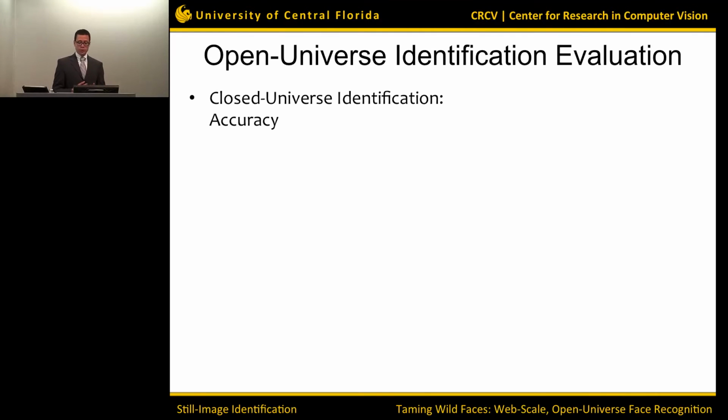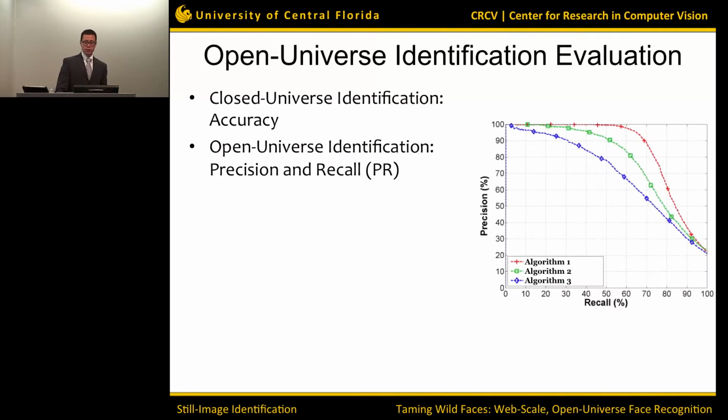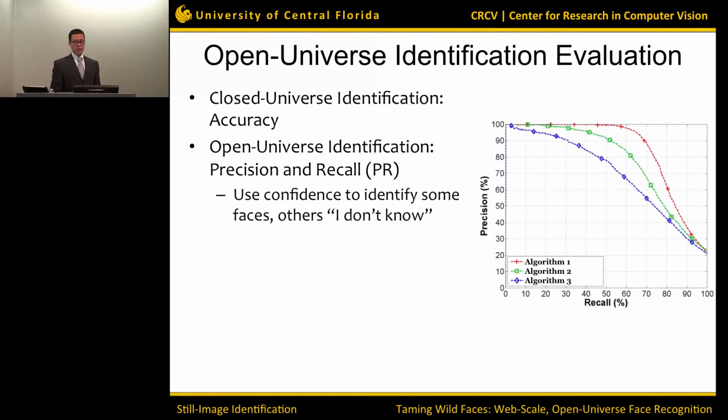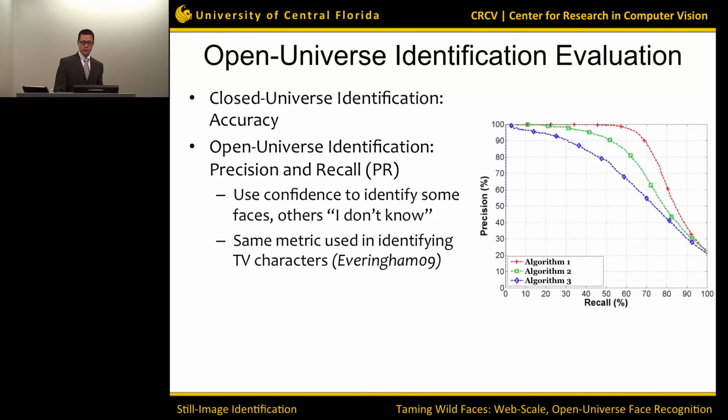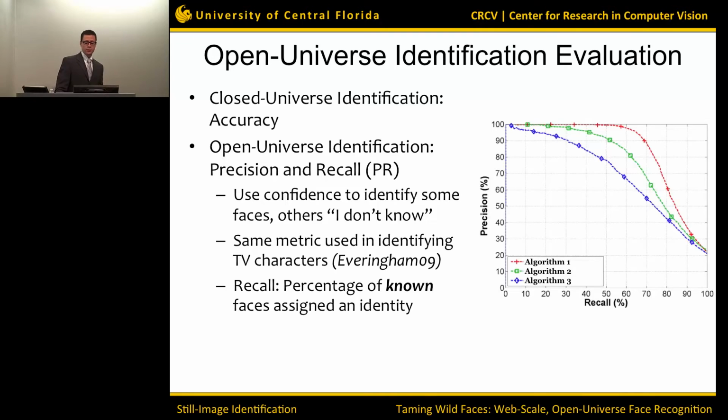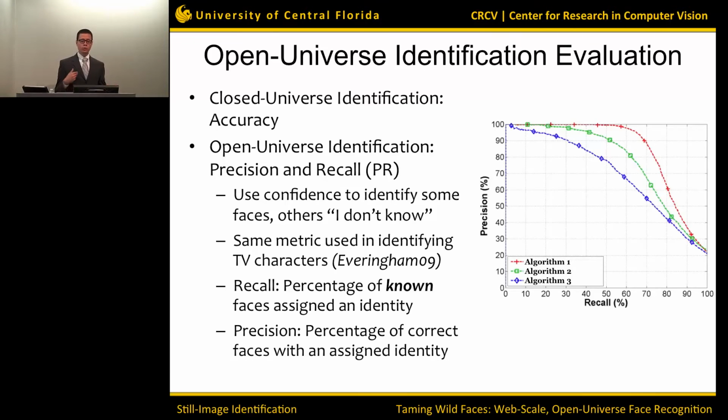So we first look at closed universe metrics because it's the standard, and so we look at accuracy, but we're more interested in precision and recall. So what we do is we threshold out the unknowns as I don't knows, using our sparsity concentration index, and for different algorithms we might use the probability of its confidence in its prediction. We use the same metrics used for recognizing TV characters in the Buffy paper. They define recall as the percentage of known faces that are assigned an identity, and the precision is how well we do on those images that we assign an identity.